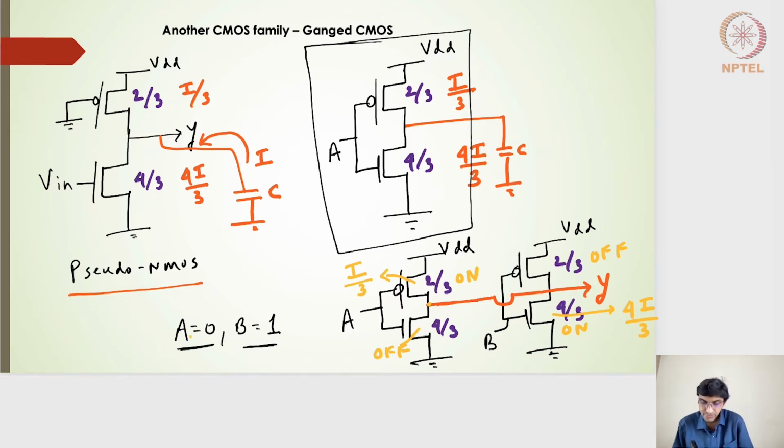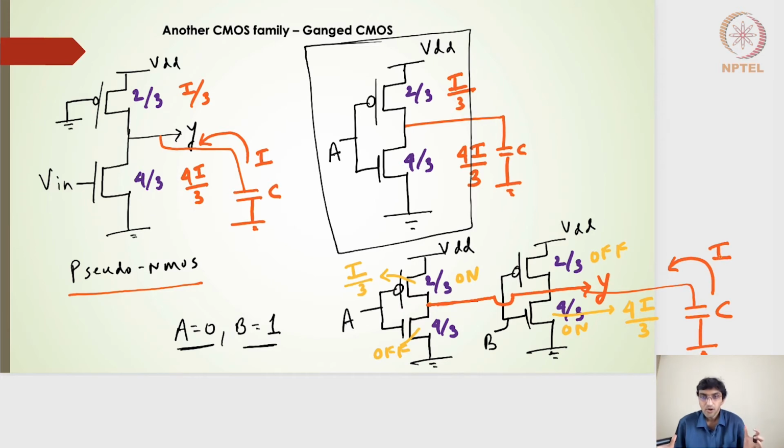Right, so when A is equal to 0 and B is equal to 1, I have both the pull up and the pull down circuit on with the currents of I by 3 and 4I by 3, and thereby the capacitors connected at the output, which will basically be the parasitic capacitors of all these 4 transistors, will be seen at the output node. So this particular capacitor will be discharging at a current of I. All right, hope this is clear to everyone. So I have now a current of I that will be discharging, right?